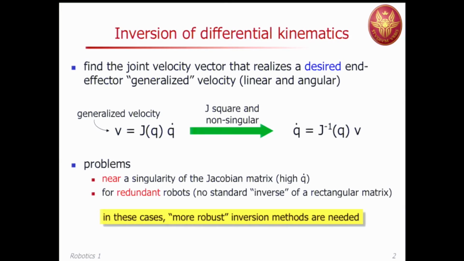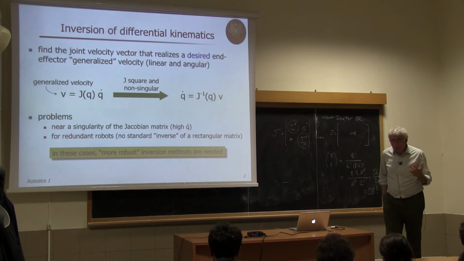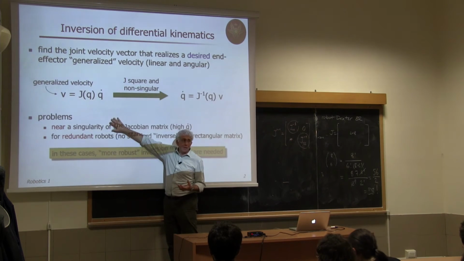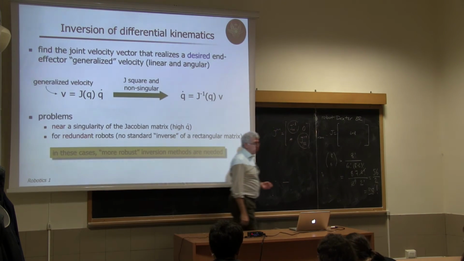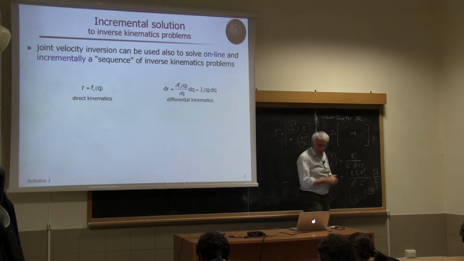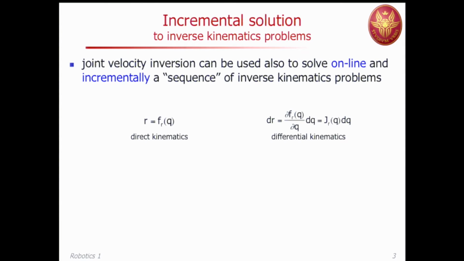So what we will see next is some example of the behavior of such systems, and then some proposal of a more robust inversion. And when I say more robust, I mean something that can handle redundancy and/or closeness to singularities. Before doing this, let me show a new slide that I added this year because I realized that there was some hole in this presentation.